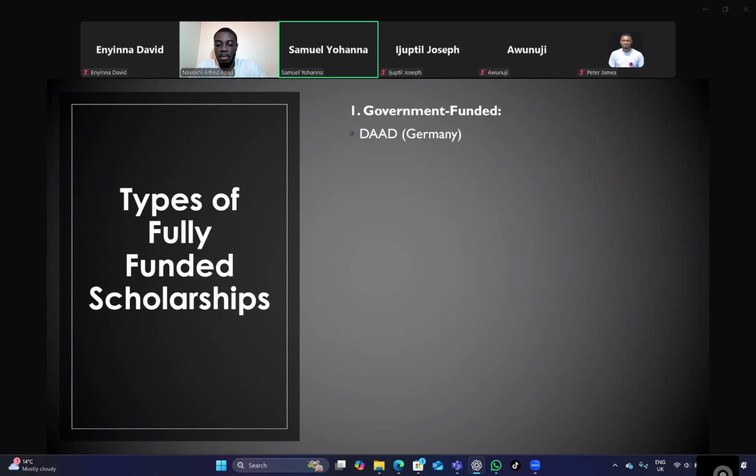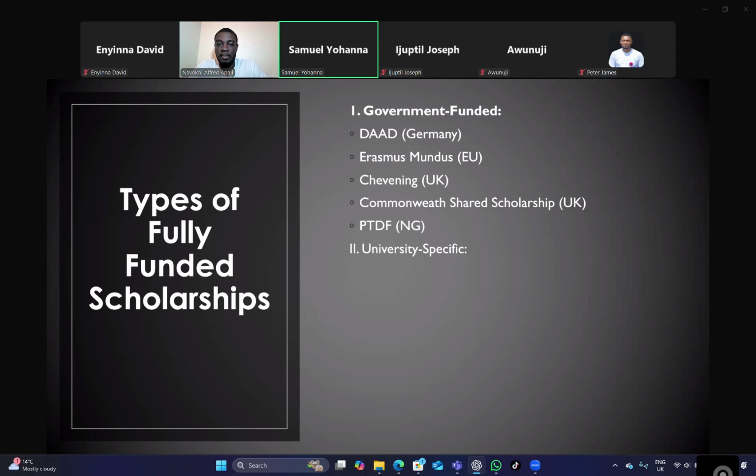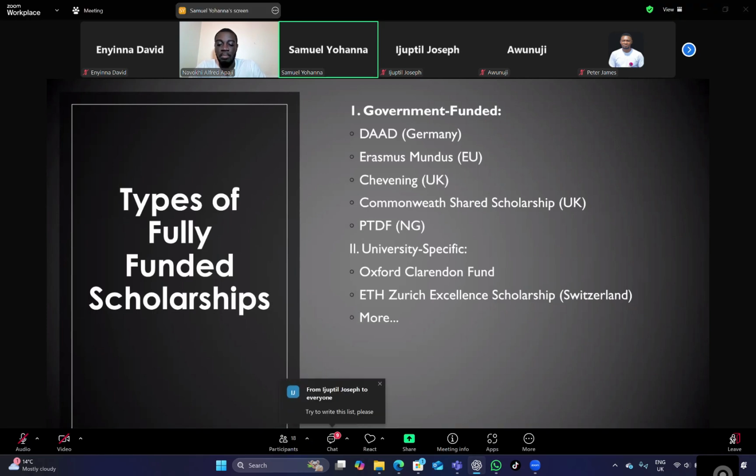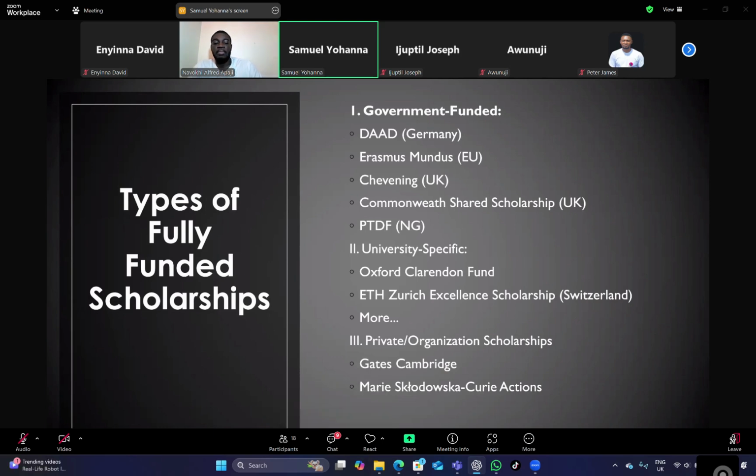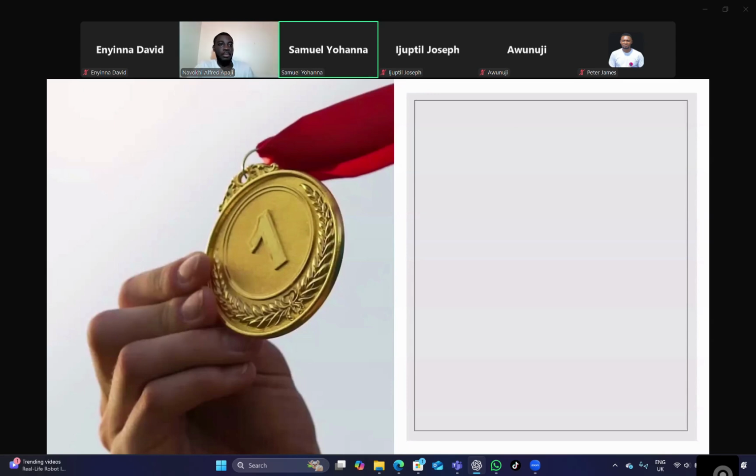But then, types of fully funded scholarships, which Apaji has also touched on many of them. We have the government funded ones, like the DAAD, for example, the one I'm a beneficiary of here in Germany. The Erasmus Mundus, the Chevening in the UK, the Commonwealth Shared, which Apaji was a beneficiary of. The PTDF, which is based in Nigeria, I'm also a beneficiary of that. There are university specific ones, which Apaji has talked about. Some of them are the Oxford, the ETH Zurich Excellence Scholarship in Switzerland, and many more. And we also have private organizations like the Gates Cambridge at Cambridge University in England, and many, many more of them.